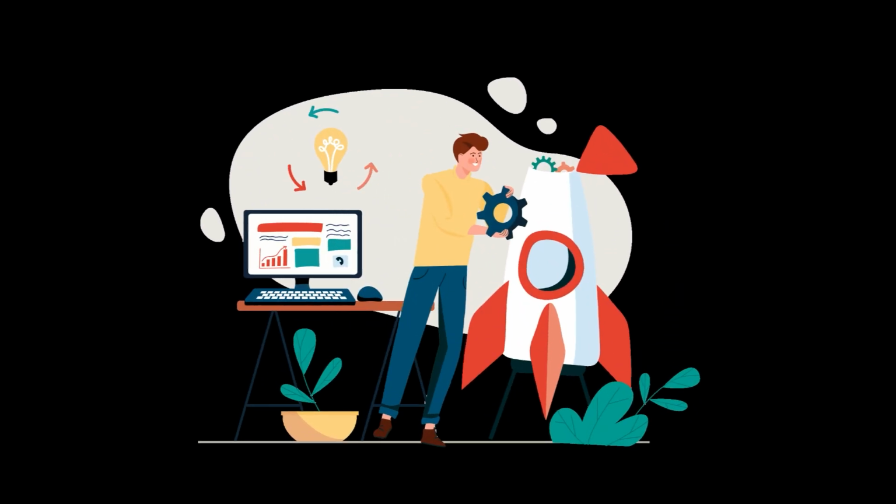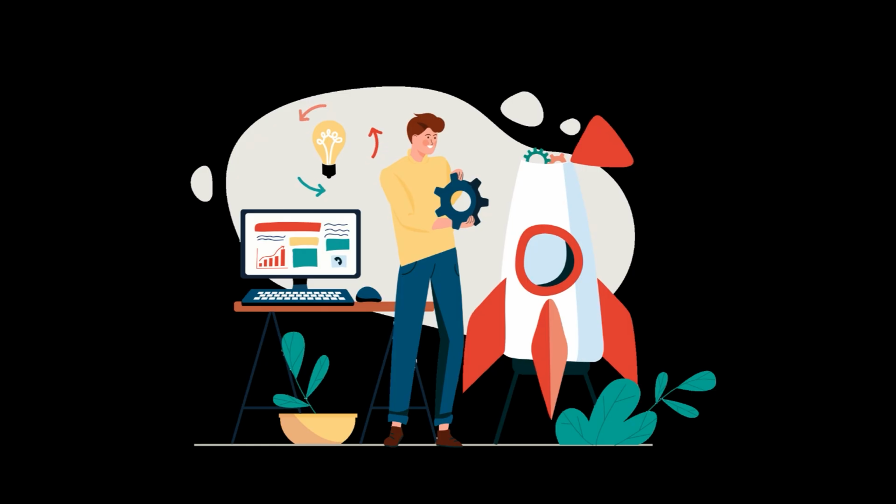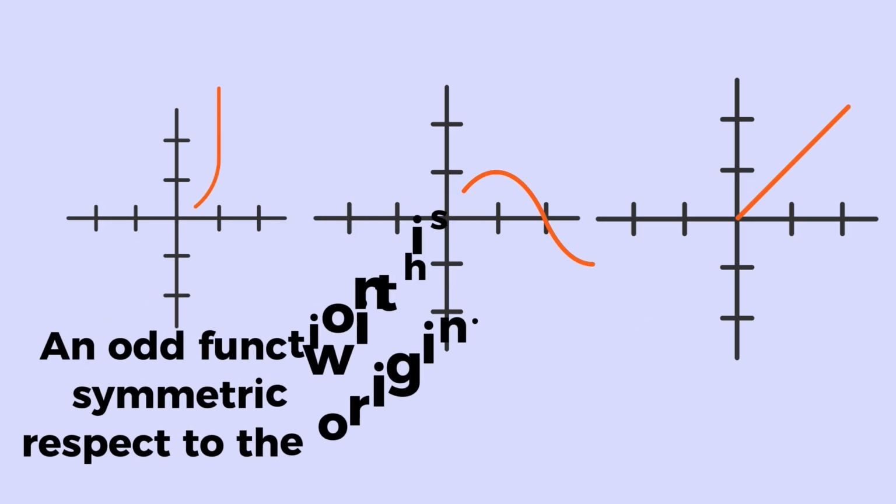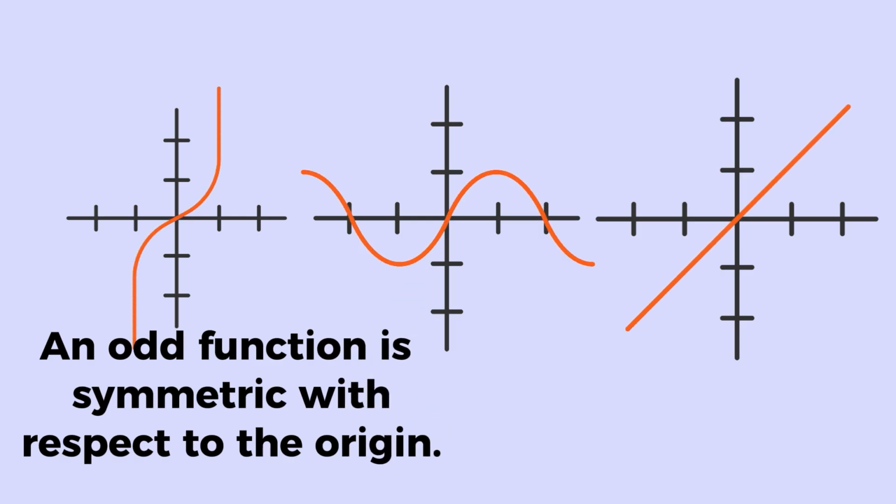What is the graph of an odd function? How can we recognize it? An odd function is symmetric about the origin. Let me explain it in a simpler way.